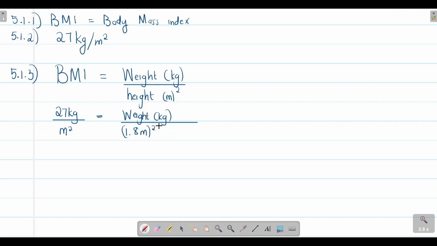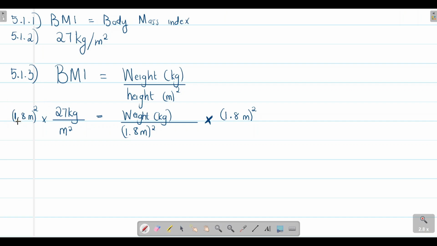All we need to do now is isolate the weight, because that's what we're trying to obtain. We can isolate it by doing the reverse operation of division. What is the inverse of division? It's multiplication. So we're going to multiply the right hand side by 1.8 meters squared, and what you do on the right hand side you also need to do on the left hand side. And then whatever units you get here are going to be in meters squared.